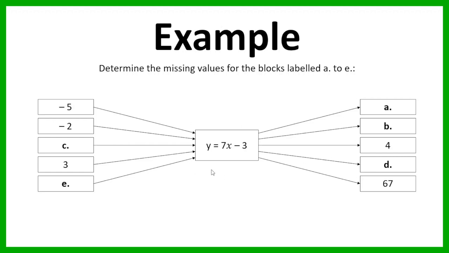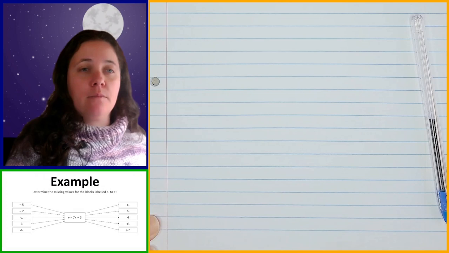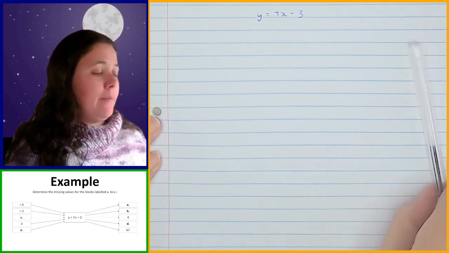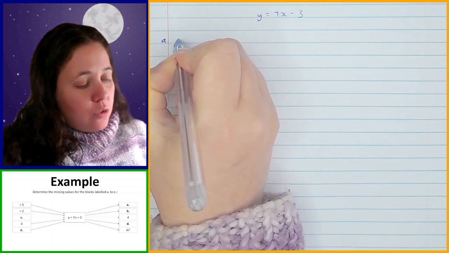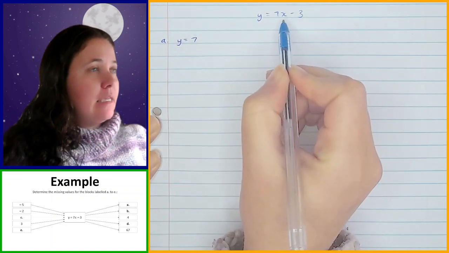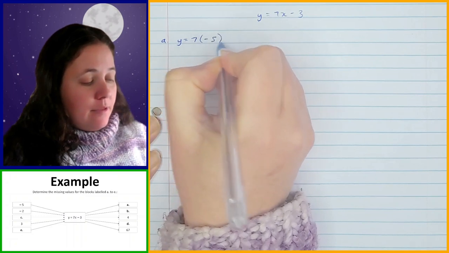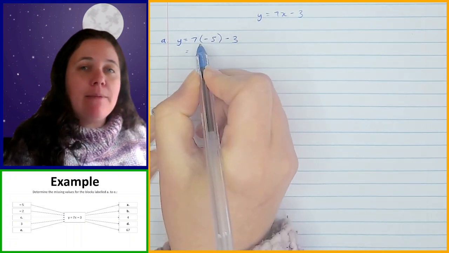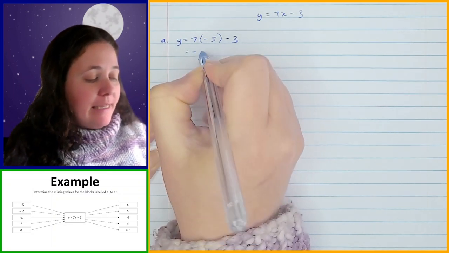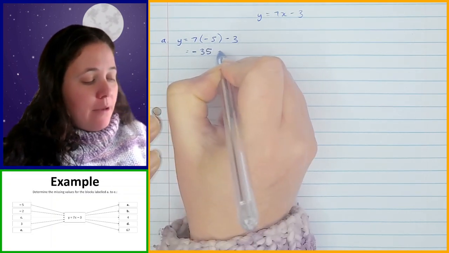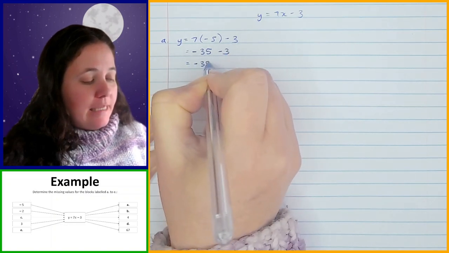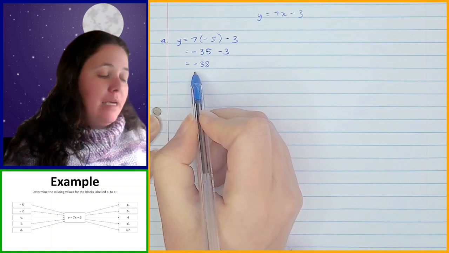Using my rule of y equals 7x minus 3, I am going to take the input value of minus 5 and work out the output value first. For A, I've got y equals 7 times x, which is negative 5, minus 3. So 7 times negative 5 is negative. Remember, a positive times a negative is negative. So negative 35 minus 3 gives me negative 38. For A, my output value is negative 38.